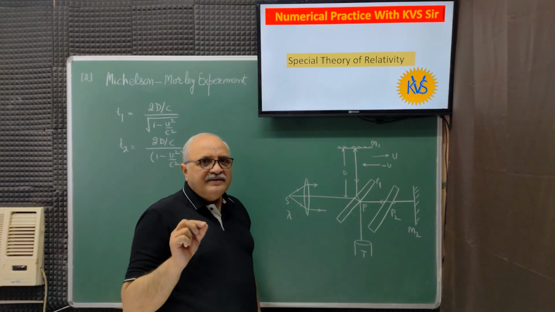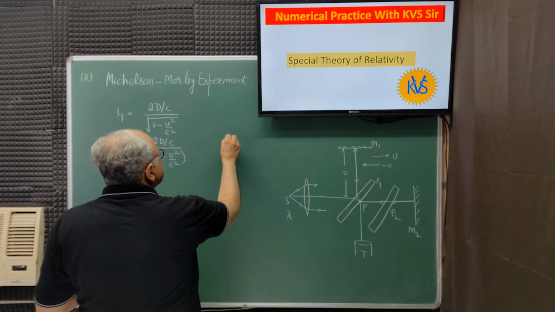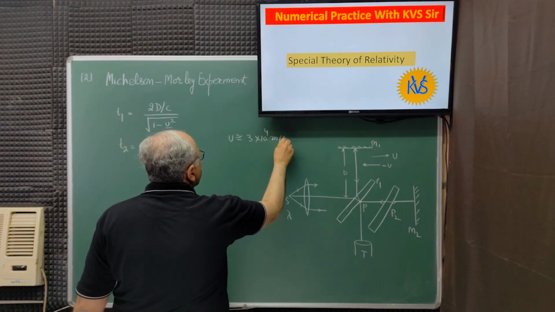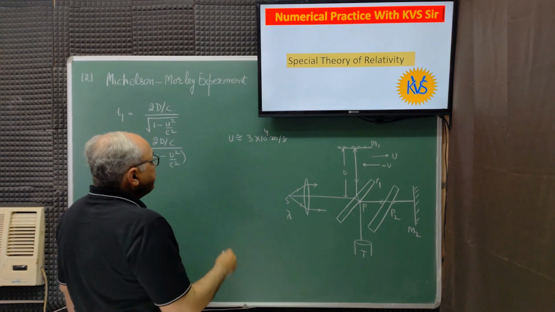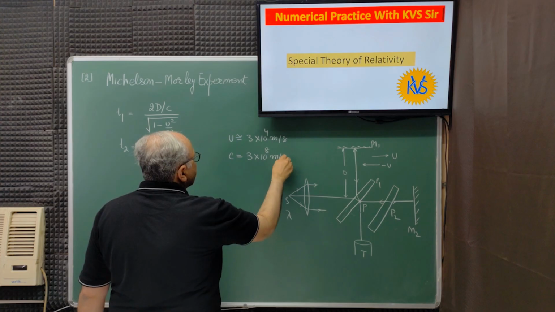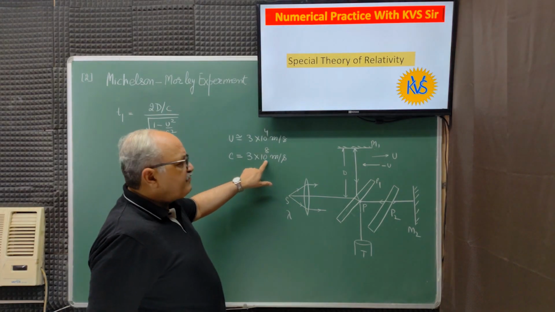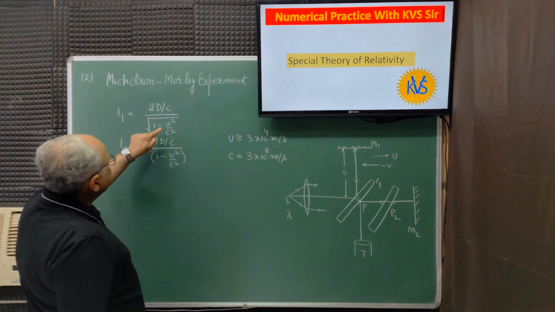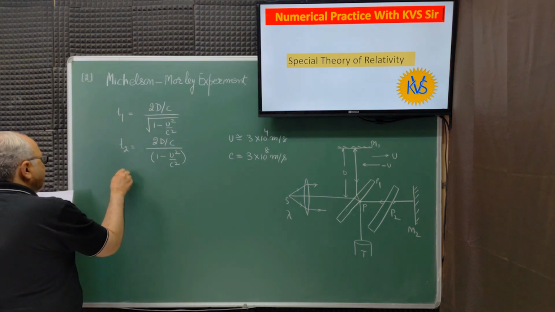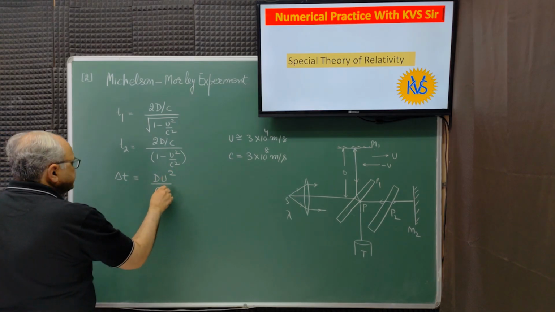Here we should note that u is the orbital velocity of Earth. The orbital velocity of Earth is nearly 3 into 10 to the power 4 meter per second around the Sun, and the velocity of light, as we know, is 3 into 10 to the power 8 meter per second. Obviously, this velocity is not comparable to the velocity of light. It is quite small. So assuming u to be small as compared to c and making simplification, we get the time interval as d u square divided by c cube.